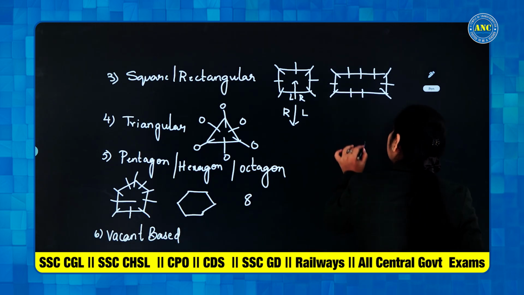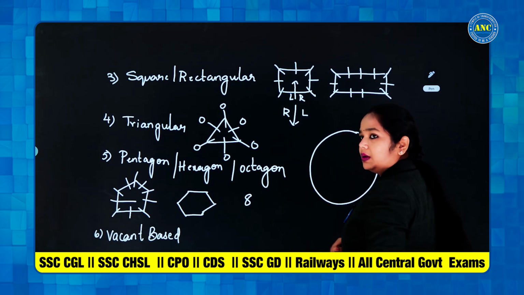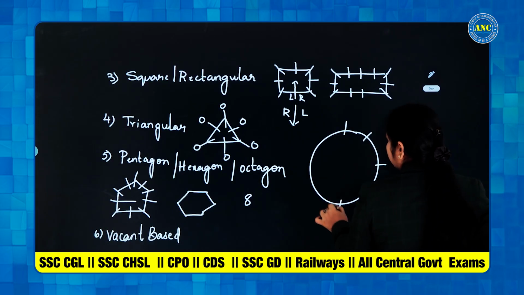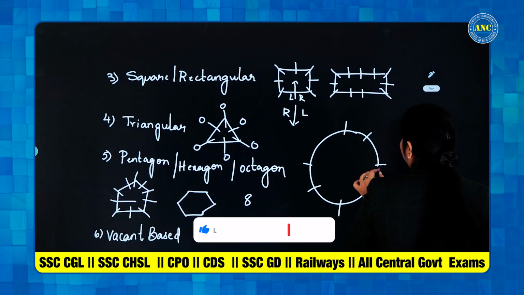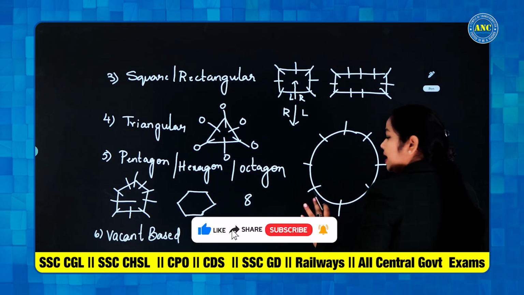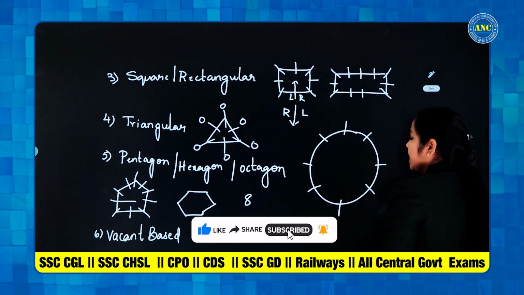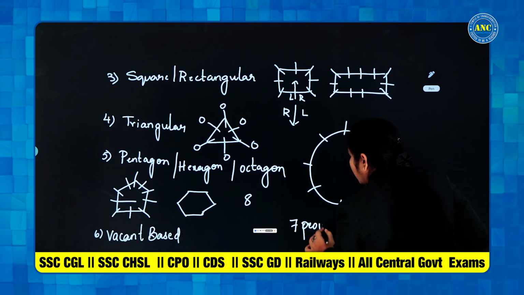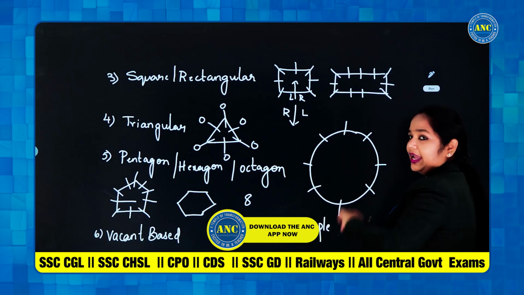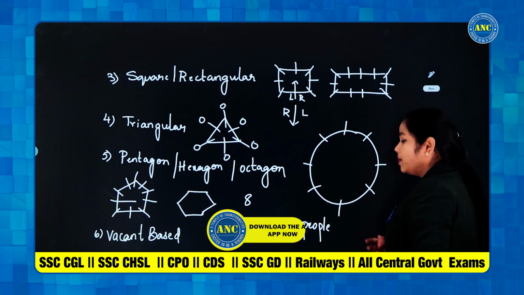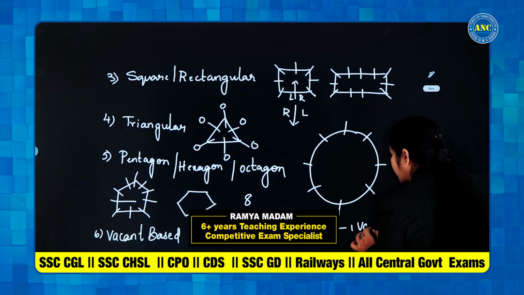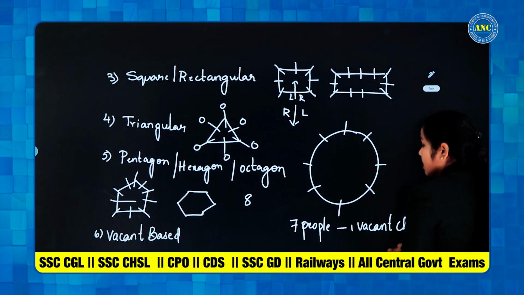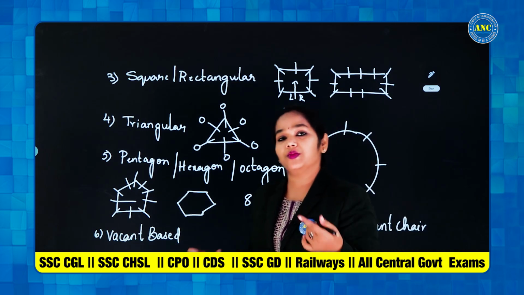Vacant based is like, for example, if you take a circle only, there are 7 chairs or there are 8 chairs. How many? 1, 2, 3, 4, 5, 6, 7, 8. There are 8 chairs, but they give only 7 people. There are 7 people who are sitting around this table having 8 chairs. That means there is 1 vacant chair. Such kind of vacant positions will be given.